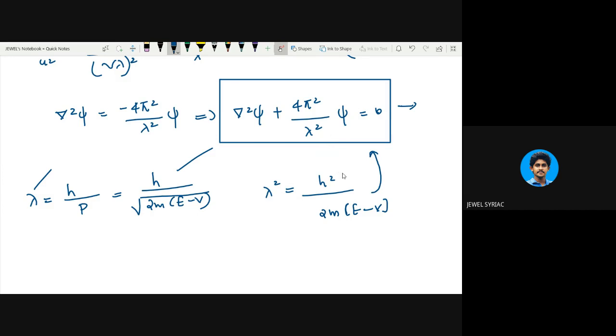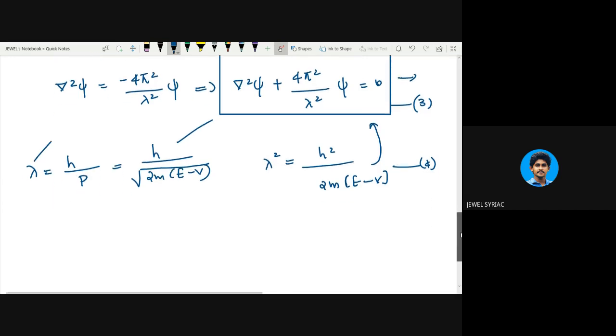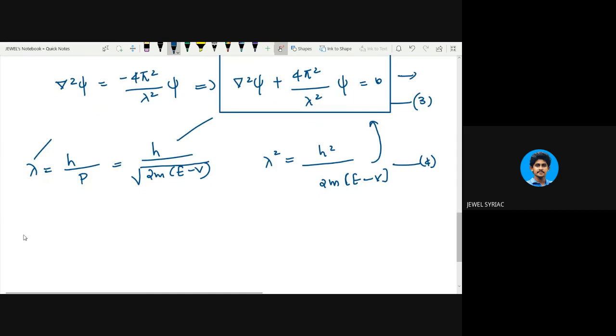This is the equation of a wave function, or a plane wave, which we reduced to this form. Let's say this is equation 3. Now we are applying this de Broglie's wave concept, or equation 4, into equation 3. So substituting equation 4, or the expression for lambda square, in this equation gives us: what do we substitute in place of lambda square? We substitute the expression of lambda square here.